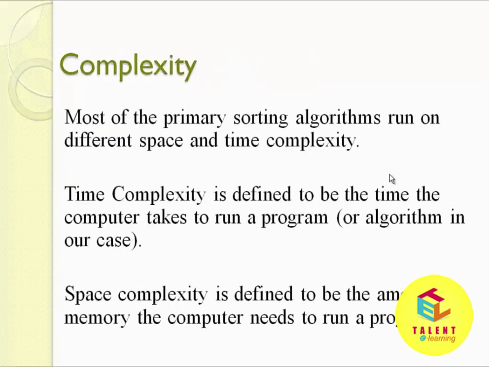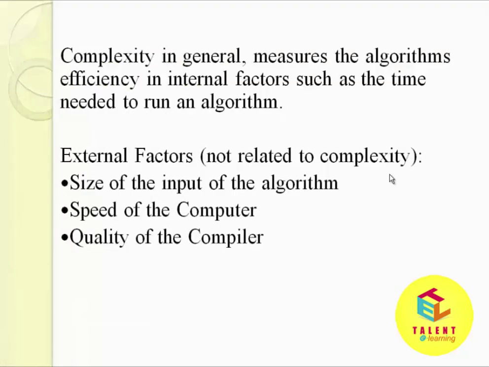Now let us talk about complexity. Most of the primary sorting algorithms run on different space and time complexity. Time complexity is defined to be the time the computer takes to run a program, or an algorithm in our case. Space complexity is defined to be the amount of memory the computer needs to run a program. Complexity in general measures the algorithm's efficiency in terms of internal factors, such as the time needed to run an algorithm.